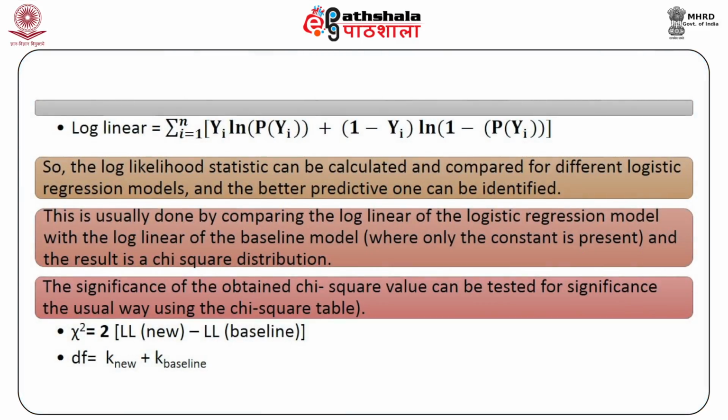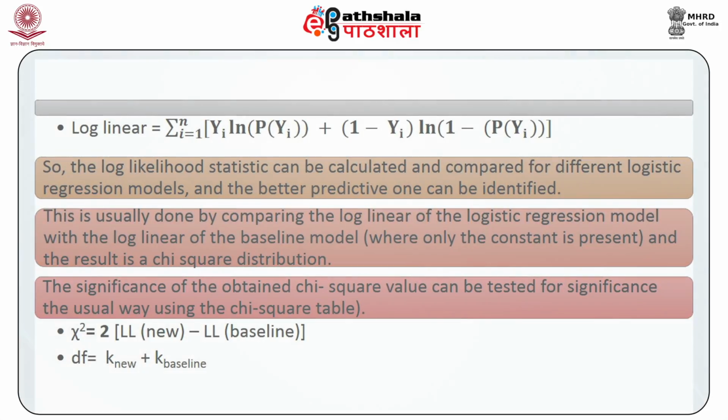So, the log likelihood statistic can be calculated and compared for different logistic regression models, and the better predictive one can be identified. This is usually done by comparing the log likelihood of the logistic regression model with the log likelihood of the baseline model, where only the constant is present, and the result is a chi-square distribution. The obtained chi-square value can be tested for significance the usual way using chi-square tables.